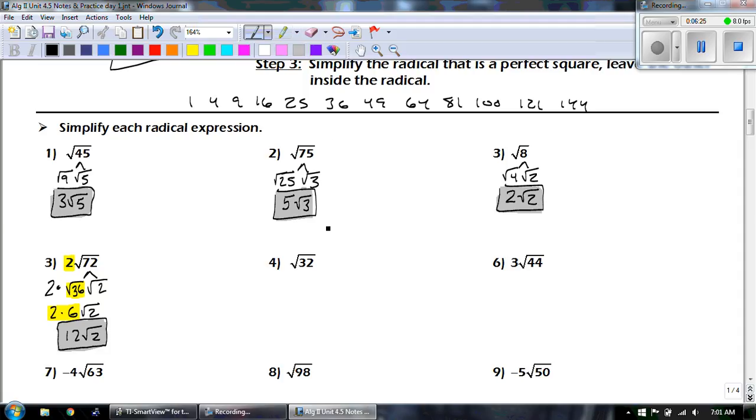All right, 32. 25? 16? Good. It's 16 and 2, and the square root of 16 is 4. All right, so we got that 3 out front. I want to make sure the 3 stays there. I'm going to multiply, and now I need to figure what breaks up 44.